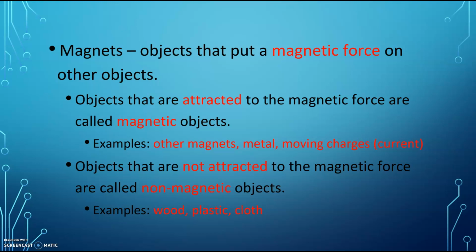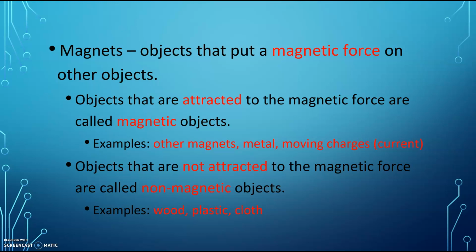Objects that are attracted to the magnetic forces are magnetic objects, right? So you can take your magnet and stick it on your fridge because your fridge is a metallic object, or magnetic object. Some examples: other magnets, metals, or something that has moving charges or current with it, right? So those will be attracted to a magnetic force. They are magnetic objects.